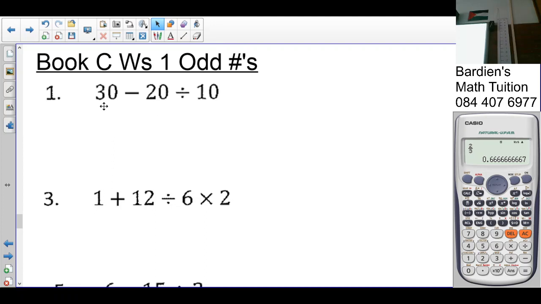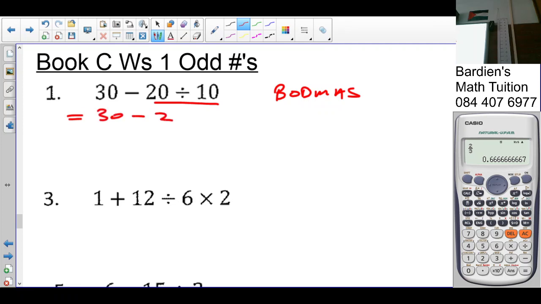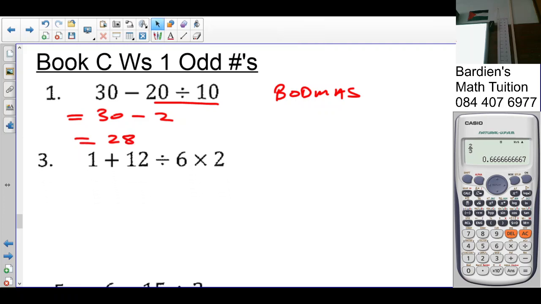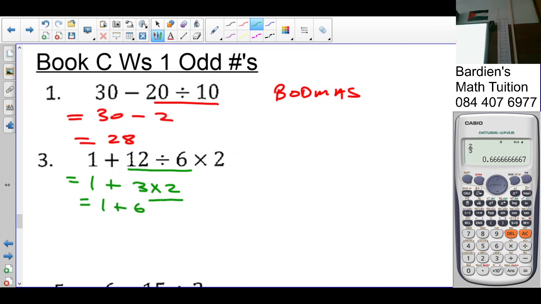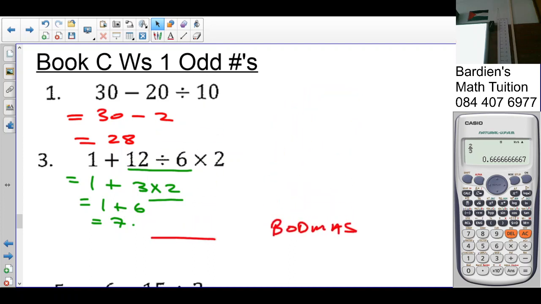According to Bodmas, what must be done first? Division. So it's going to be 30 minus 2. What's 30 minus 2? 28. Look at the next one. According to Bodmas, what must be done first here? Division. So it's 1 plus 12 divided by 6 is 2 times 2. Again Bodmas, multiplication. You all okay with that? Right, next.